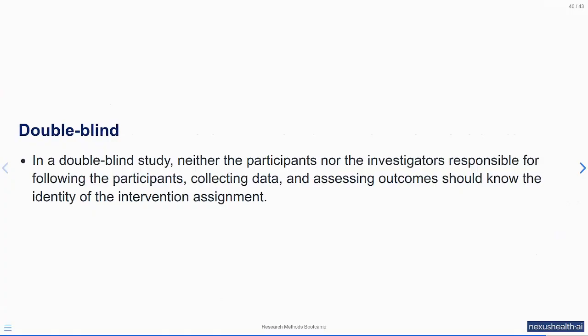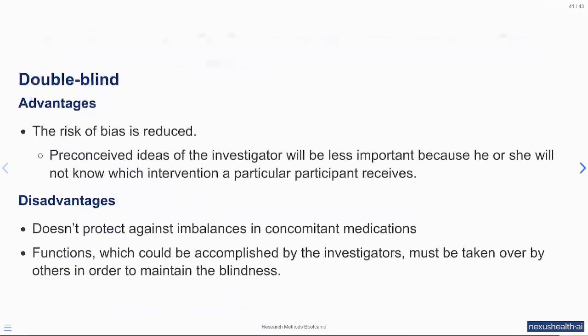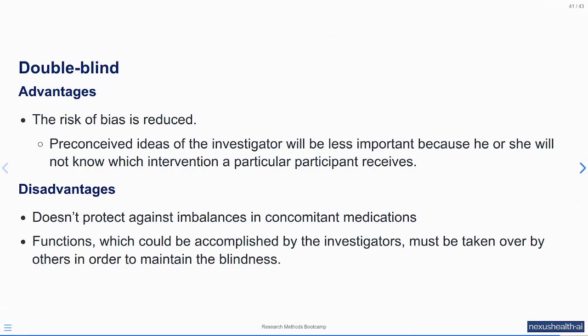In a double-blind study, neither the participants nor the investigators responsible for following the participants, collecting data, and assessing outcomes should know the identity of the intervention assignment. The risk of bias is reduced. The preconceived ideas of the investigator will be less important because he or she will not know which intervention a particular participant receives. The disadvantages are that it does not protect against imbalances in concomitant medications. Also, duties or functions which could be accomplished by the investigators must now be taken over by others in order to maintain the blindness.